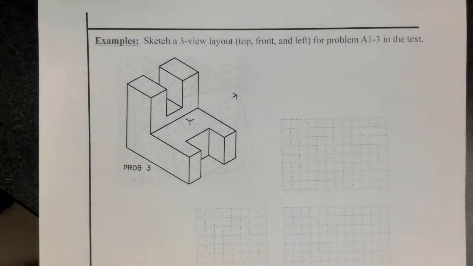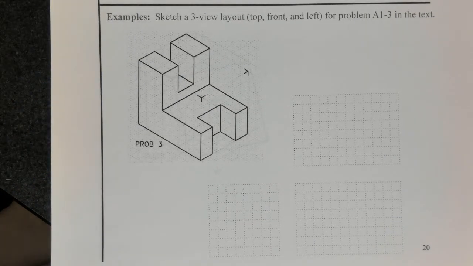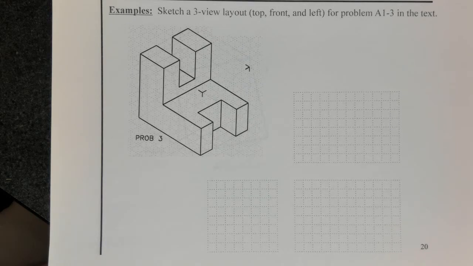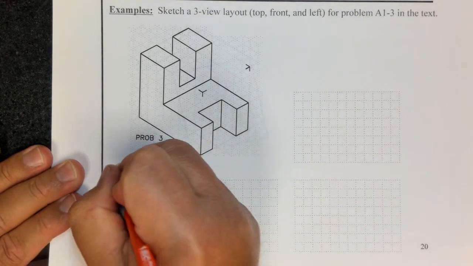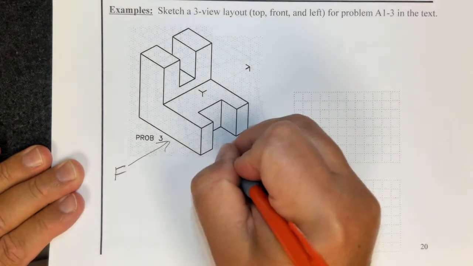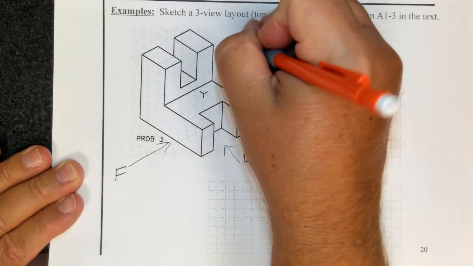All right. Now this is where we stopped in the face-to-face course, so this is where I want to pick up in the online class and the face-to-face class, because I'm going to post this on Canvas. Here we have an isometric, and we want to create the front view, the top view, and the left side view here, not the right side, the left side. So I'm going to label my isometric. This is my front. This is going to be my right side view, and this is going to be my top.